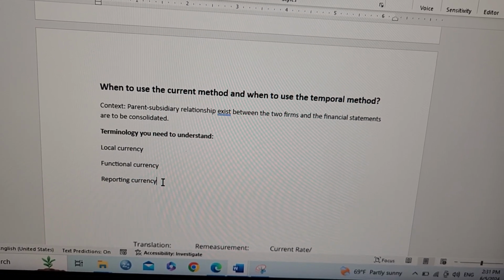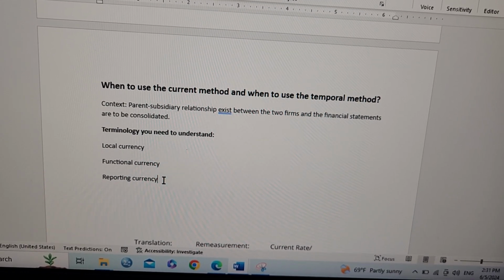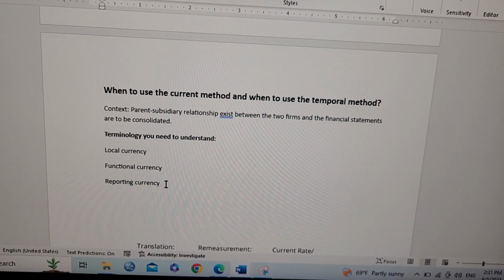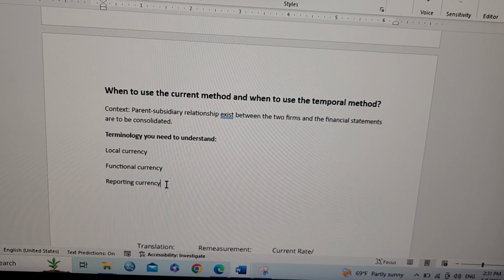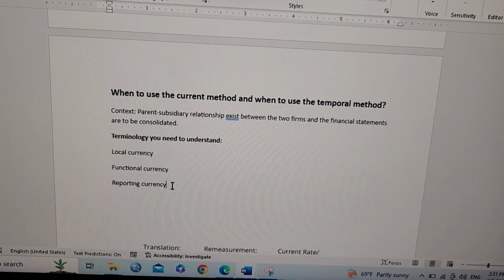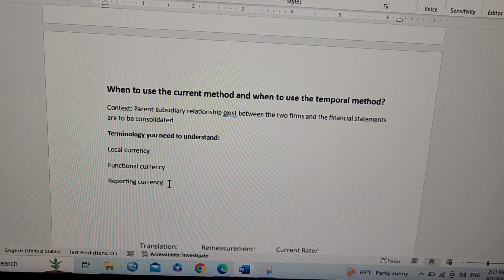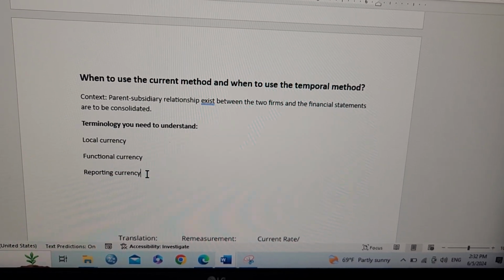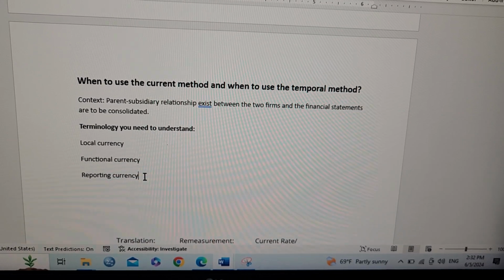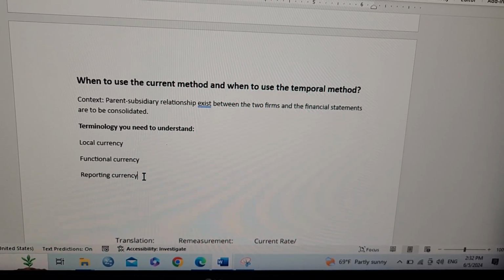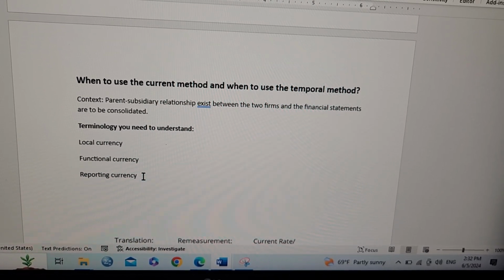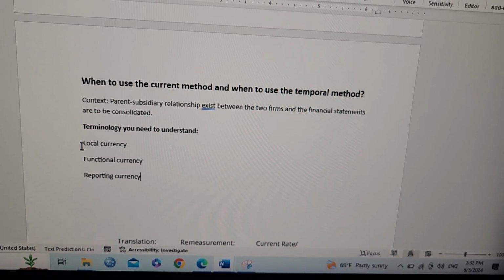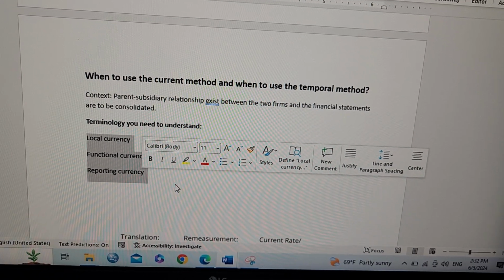And finally, the reporting currency. This should be very easy to understand. If you are a US-based parent company, then obviously you would report all of your financial statements in the US dollar. So that would be your reporting currency, okay? So you need to know the context that when we say current method and temporal method, we are talking about a parent-subsidiary relationship here. One firm owns the other firm and the financial statements are to be consolidated, and you need to know the meaning of all these three terms that I just described.